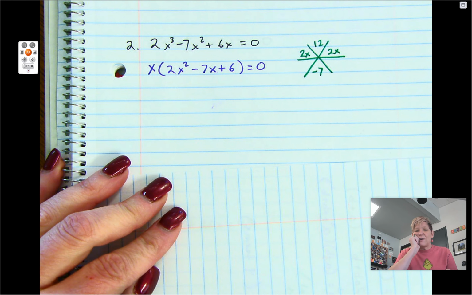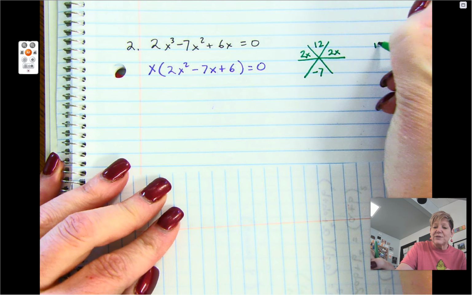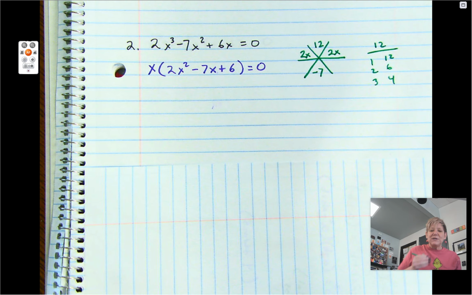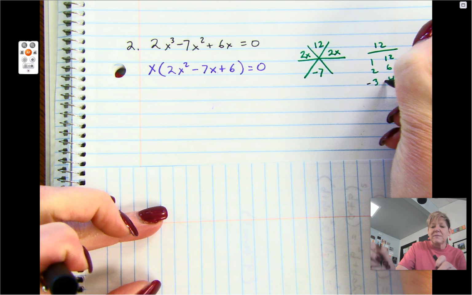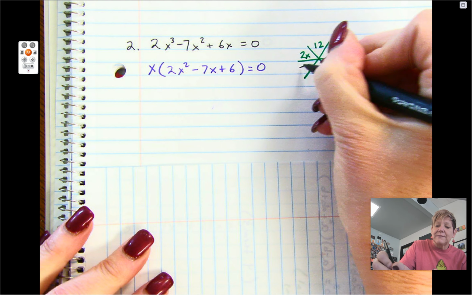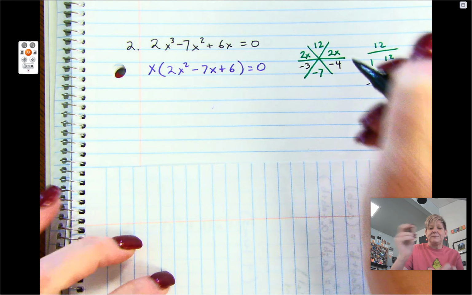Well, I already listed out all the factors of 12 in the last problem, 1 and 12, 2 and 6, 3 and 4. And we talked about the fact that they would both have to be negative to make a sum that is negative. So how about a negative 3 and a negative 4?